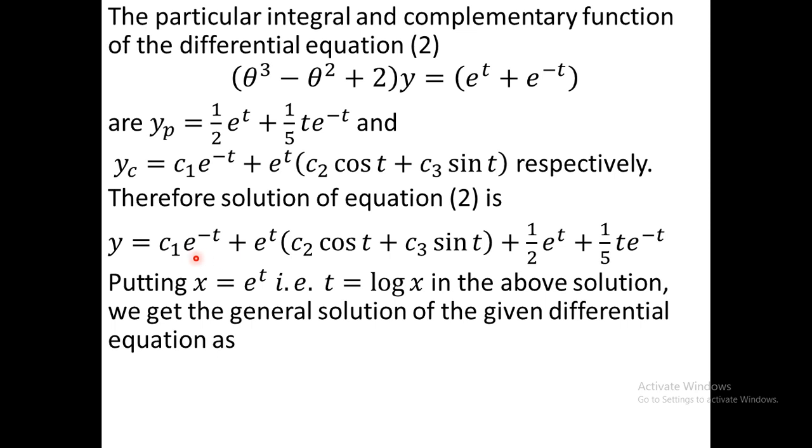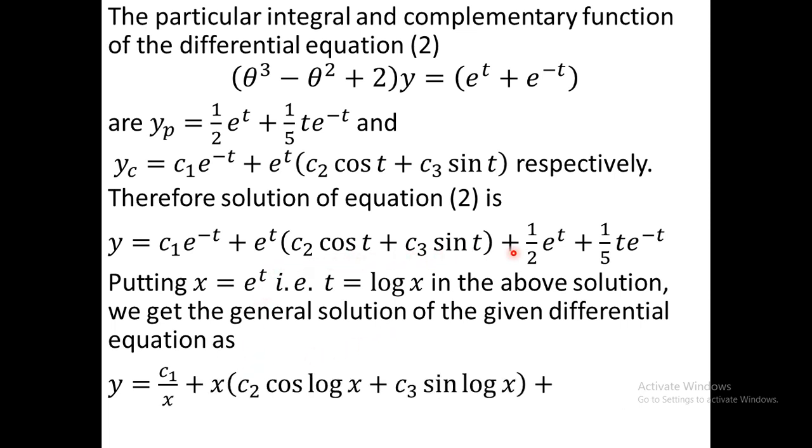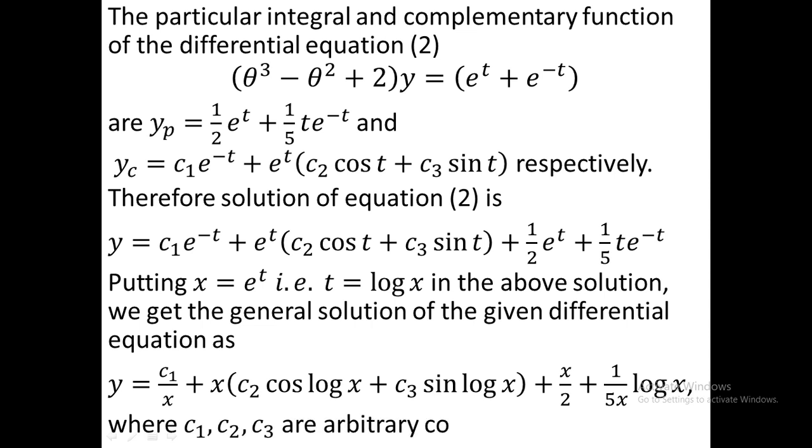So what happens? c1 by x plus x into c2 cos of log x plus c3 sin of log x plus half x plus 1 by 5x log x. So I write down here c1 by x, here x, c2 cos log x, c3 sin log x, this is half x, this is 1 by 5x log x. This is the complete solution where c1, c2, c3 are arbitrary constants.